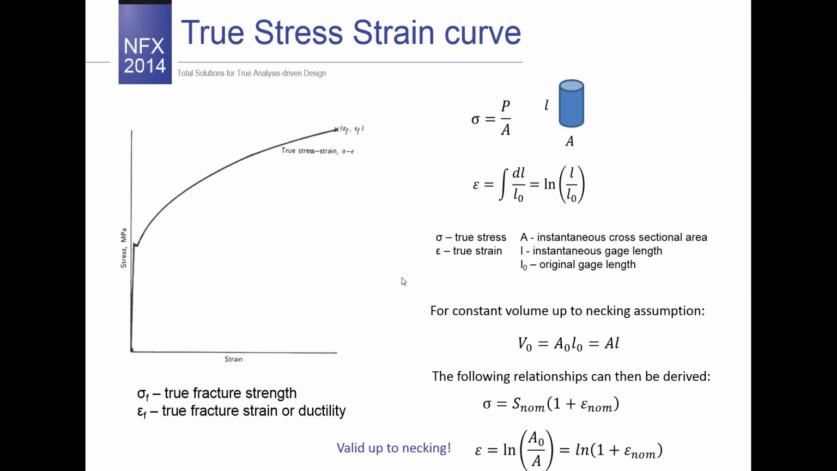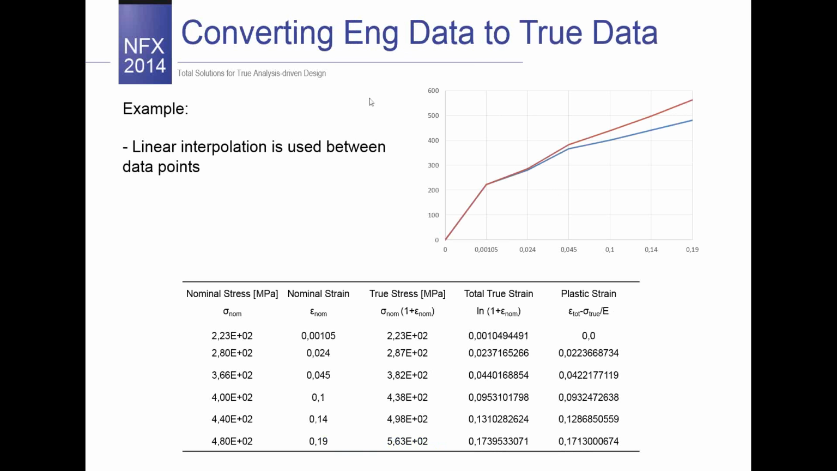In nonlinear applications, it's very important to convert this engineering data to true data. On the next slide, we see an example of that. All you have to know is that if we want to convert our data which comes from the test, we can use the previous formulas, and linear interpolation will be used between the points. So for example, in this case, the engineering data is the curve below, and at the top we see the true stress curve.